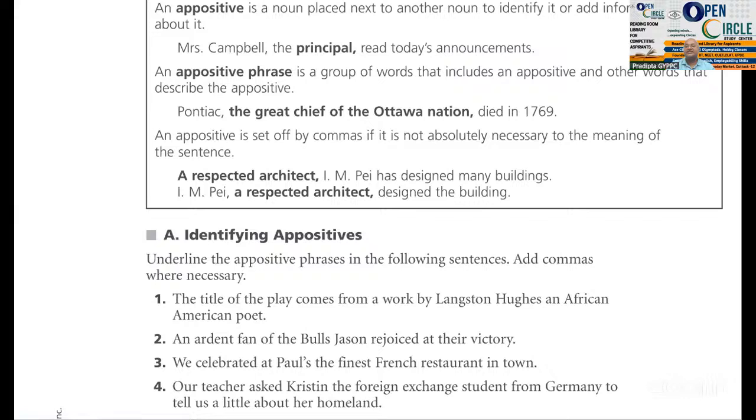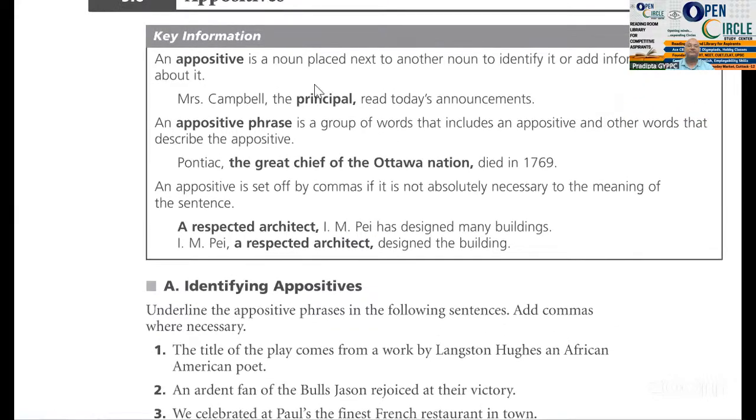Next, let's discuss appositive. What is an appositive? This is mostly used in complex sentences. An appositive is a noun which is placed next to another noun to add information. रमेश जो कि मेरा दोस्त है कल पहुंचेगा. पहले रमेश, फिर तुमने क्या जोड़ा? जो कि मेरा दोस्त है. This is called an appositive. Ramesh, comma, my friend, is reaching tomorrow.